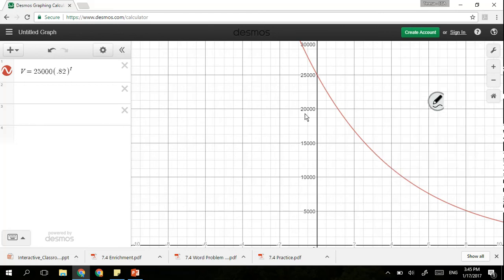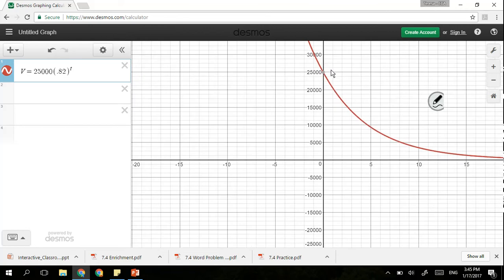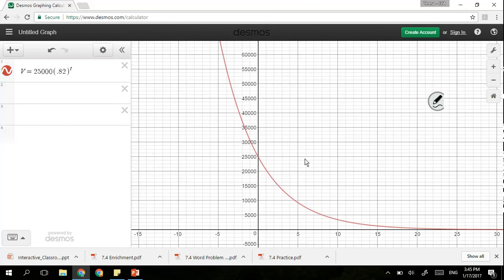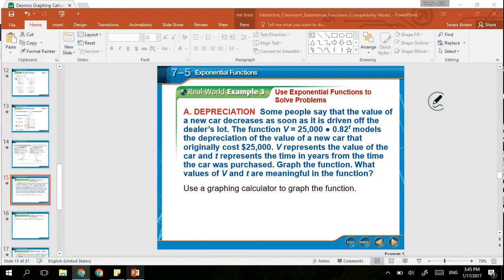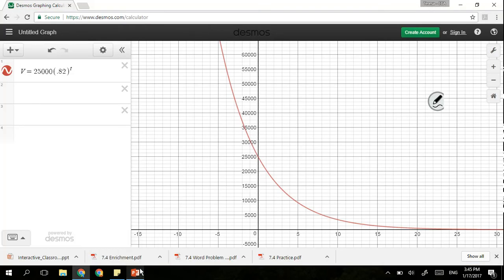So they want to know the important points. The important points are generally where it's going to cross the y-axis. So looking at this, (0, 25,000) is where we're looking. Okay, so we want to use the graphing calculator. What values of v and t are meaningful in the function?